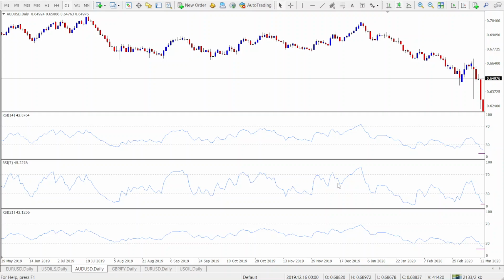So traders, that's the Triple RSI strategy in a nutshell. Whether you are new to trading or looking to refine your skills, this technique is a great addition to your toolbox. But remember, no strategy is foolproof. Always backtest it and adapt it to your trading style before going live.